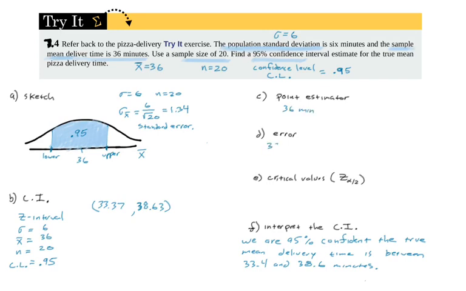Our point estimator is going to be 36 minutes. Our error is going to be, remember, the upper minus the point estimator. So we're subtracting these two so we could find out that error right up in there.